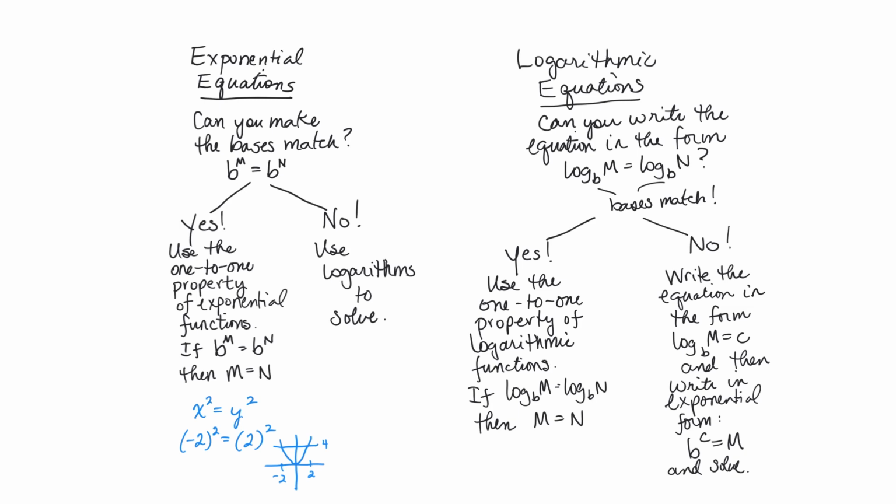sure that if b to the m equals b to the n, then m equals n, just think about it: can you come up with an example of a function that's not one-to-one? Sometimes that can help you appreciate what it means for a function to be one-to-one, right?